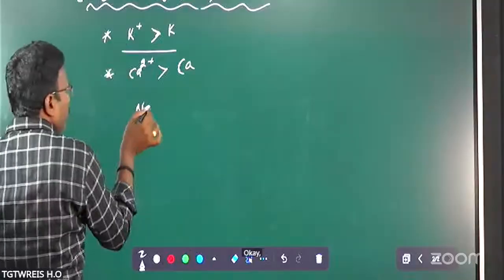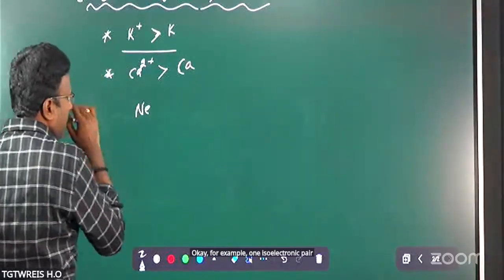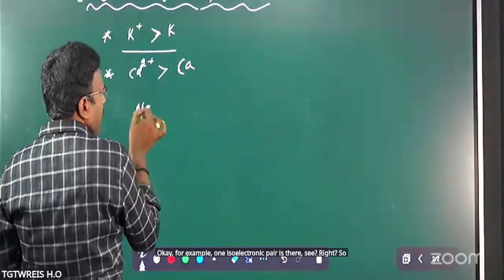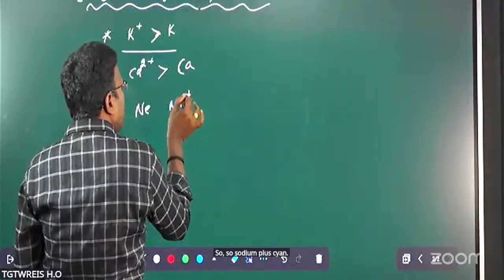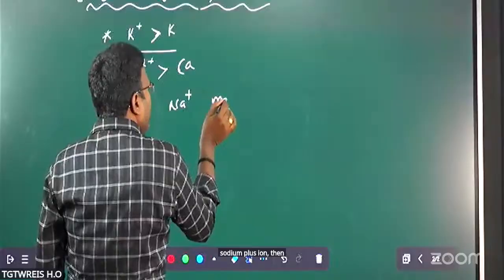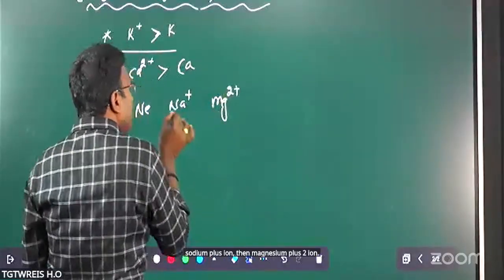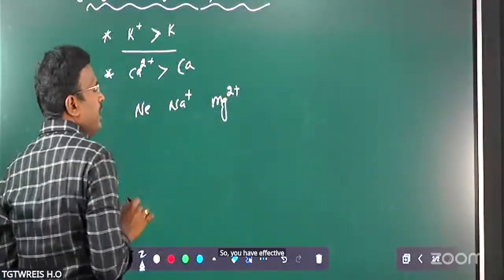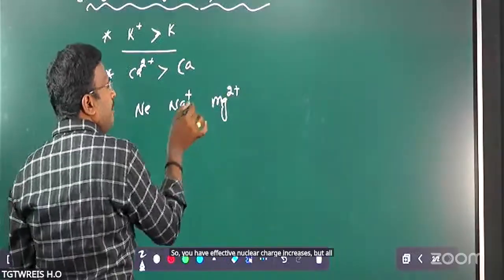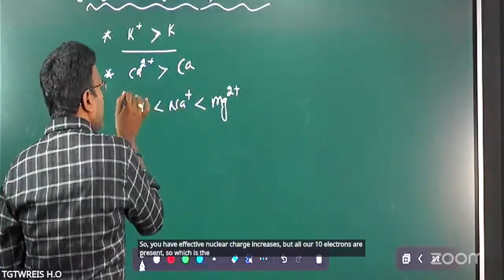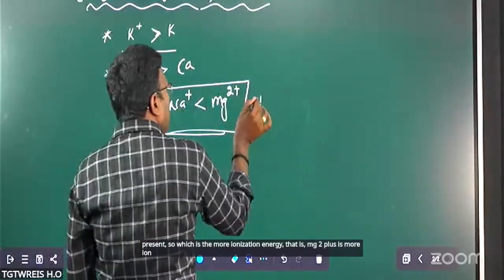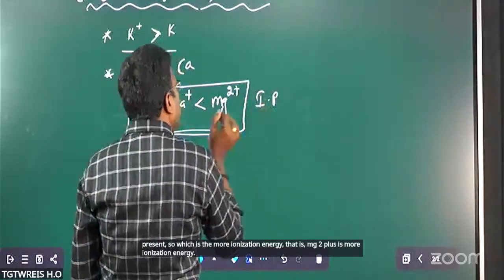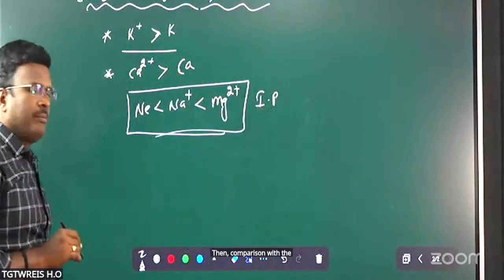Okay, for example, one isoelectronic set is there. See, right? So neon is there, then sodium plus ion, then magnesium 2+ ion. So here effective nuclear charge increases, but all have 10 electrons. So which has the more ionization energy? Mg2+ has more ionization energy in comparison with sodium plus and neon.